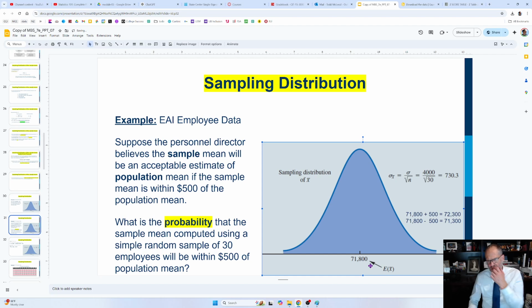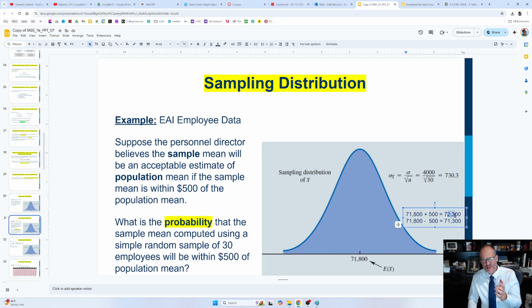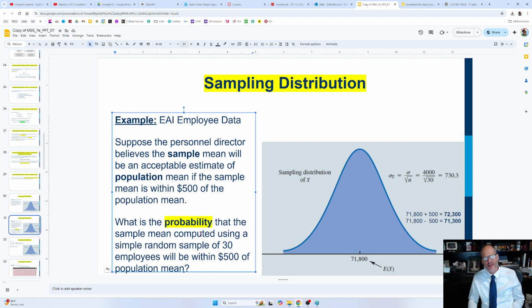That works. So 71,800 plus 500 takes us to 72,300, and 71,300 down here. If our sample mean is somewhere between 71,300 and 72,300, and the population mean is also in that range, then the sample mean will be an acceptable estimate of the population mean. What's the probability that the sample mean computed using a simple random sample of 30 employees will be within $500 of the population mean?